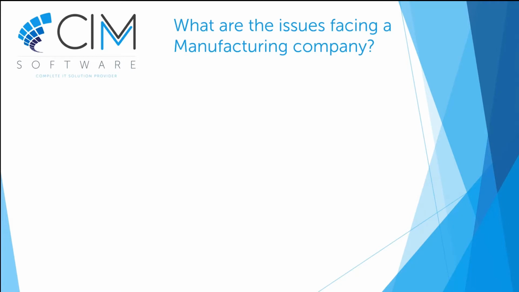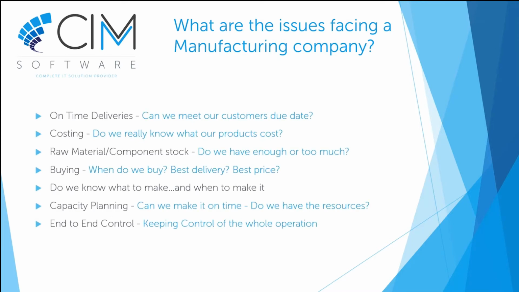So what are the issues that we're trying to overcome with Cim50? These are very similar to the issues that you would be trying to overcome with Sage 50 manufacturing or Sage 200 manufacturing, but just to reiterate those really. So on-time deliveries, can we meet customers' due dates? Costings, do we really know what our products cost? It never ceases to amaze me that people sometimes don't actually know what a product is costing, whether one might be a loss leader or they might be costing themselves out of the market maybe.